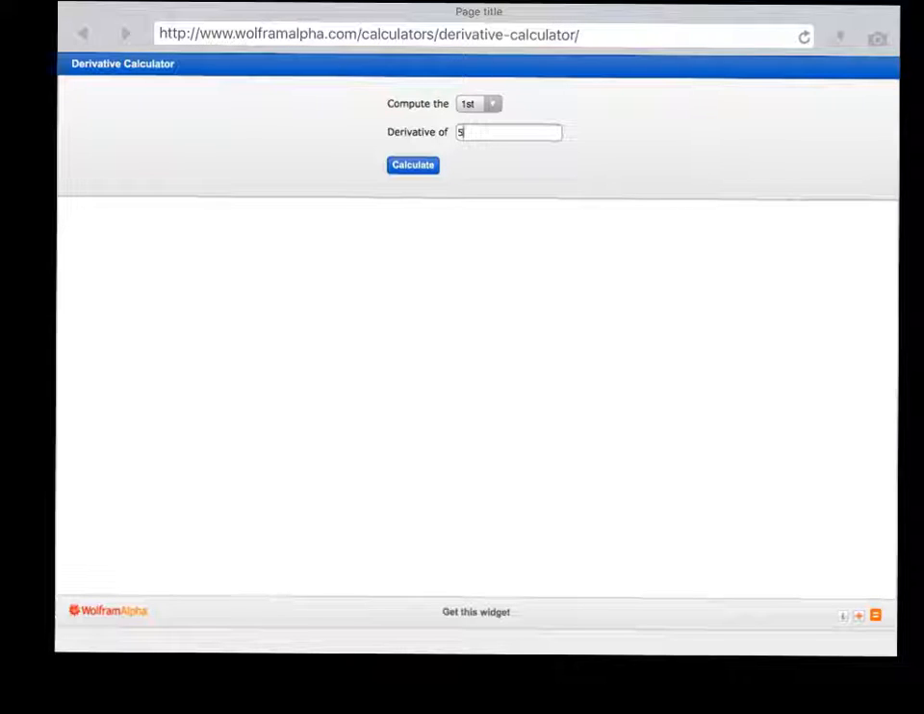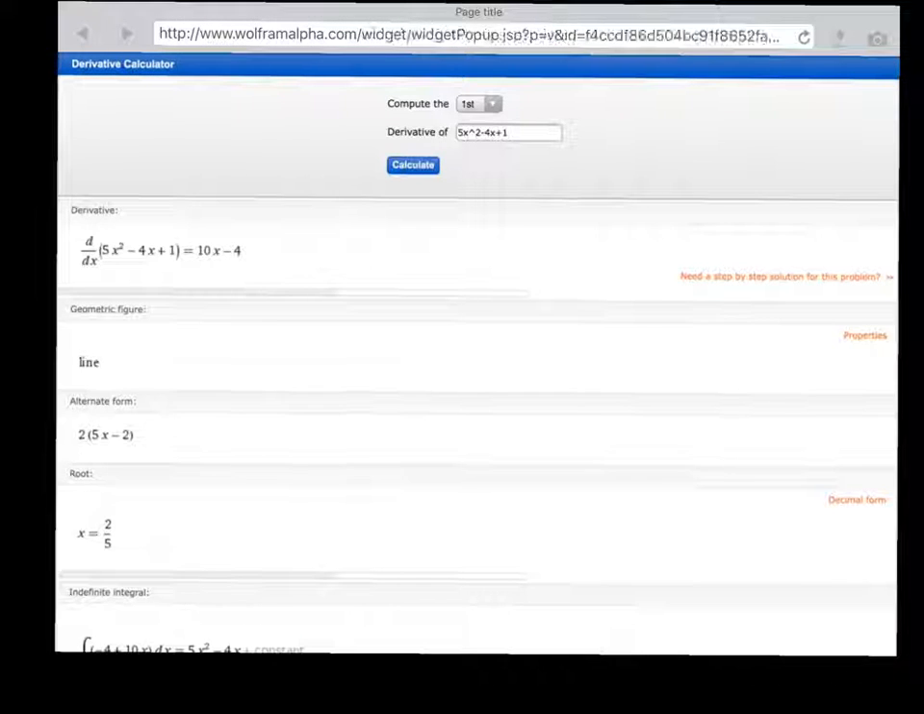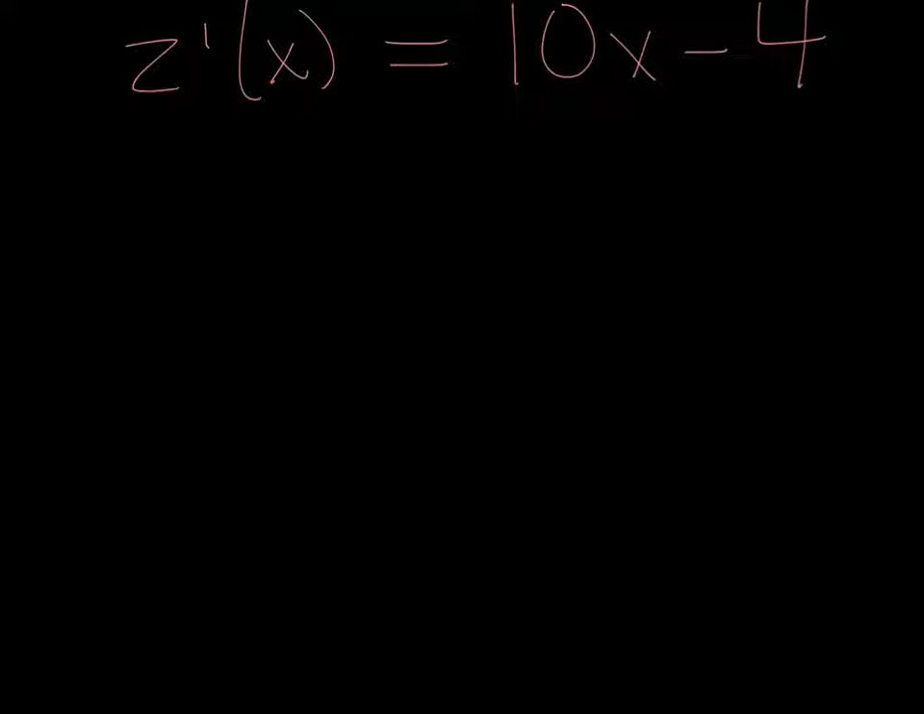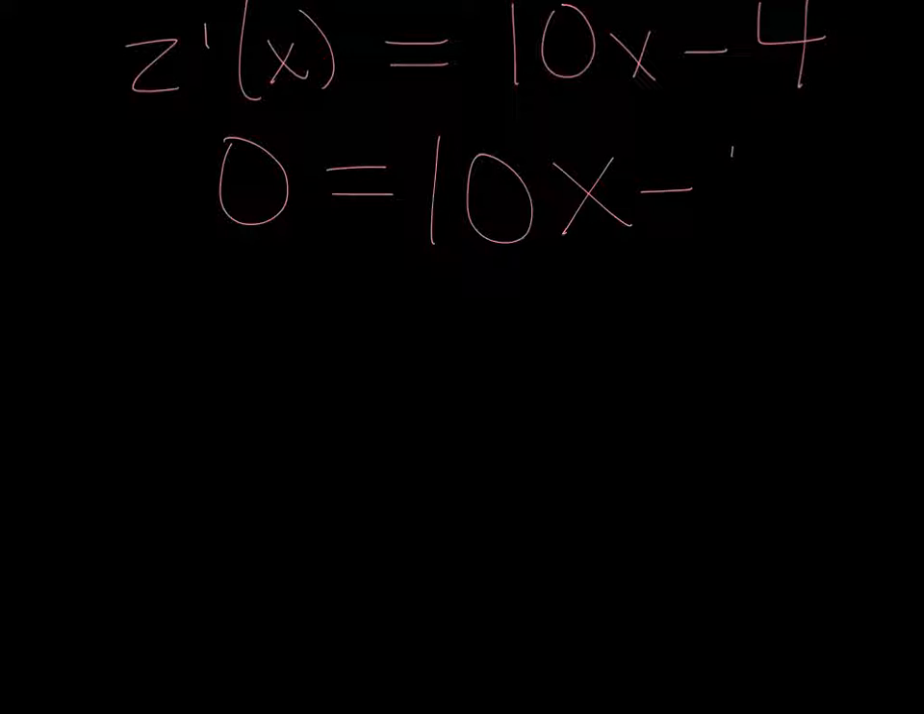Now that we're on the Wolfram Alpha derivative calculator, let's type in the box 5x squared minus 4x plus 1. And we're taking the first derivative, so this will work. So hit calculate. So we see that 10x minus 4 is the first derivative for z of x. Since we know z of x is just a value for x and will be a constant, we know when taking the derivative z prime of x will be 0. So let's rewrite this as 0 equals 10x minus 4.